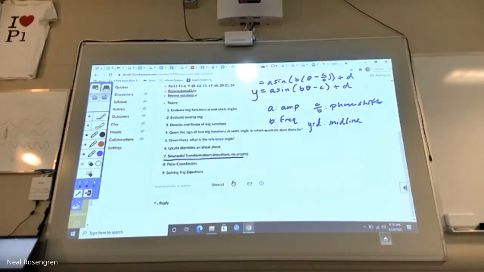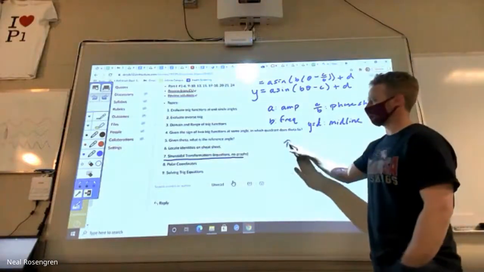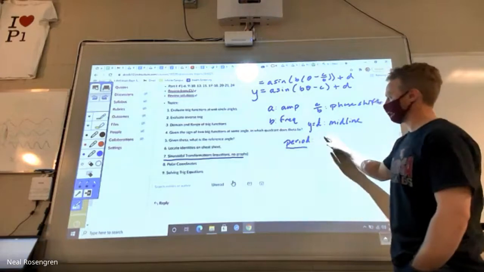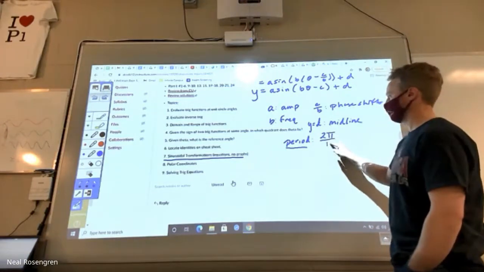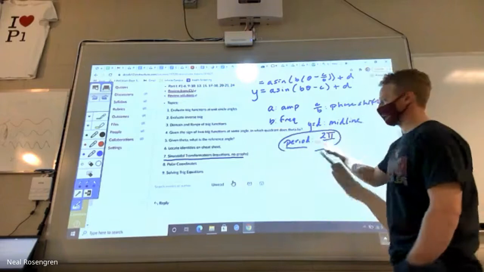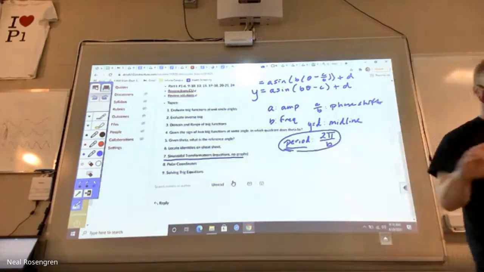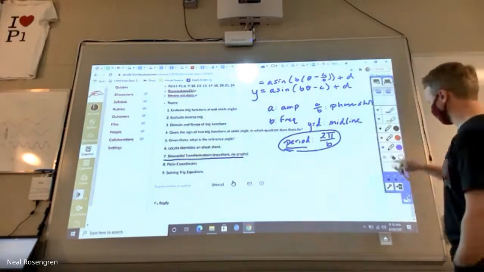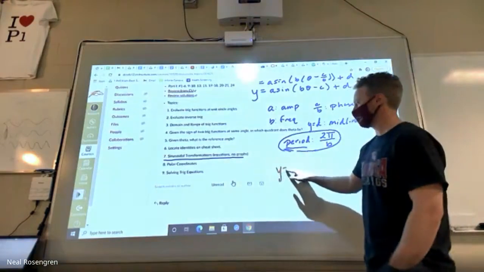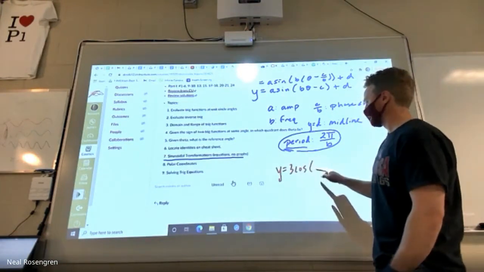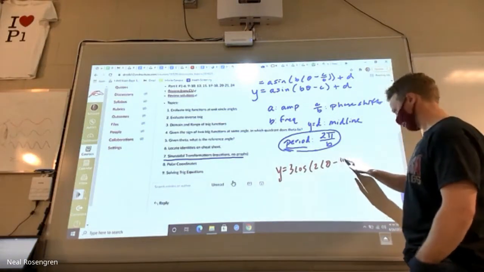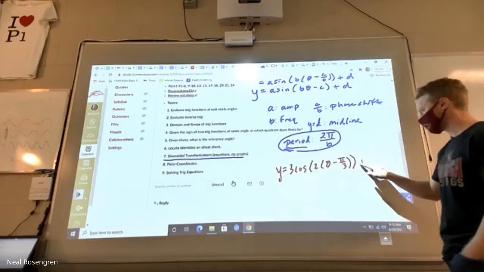The other thing that also comes up is they talk about the period of a function. If it's sine or cosine, it's 2 pi over b. And this is the way I think they like to try to trick us with the period. If they give us an equation, for example, let's just make it up, like y equals 3 cosine of 2 theta minus pi over 3, plus 1 or something like that.